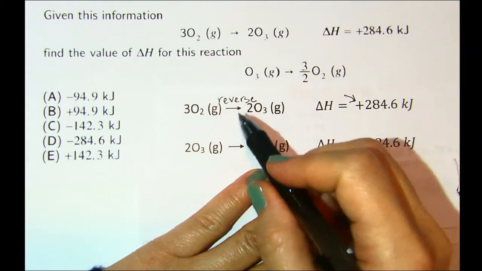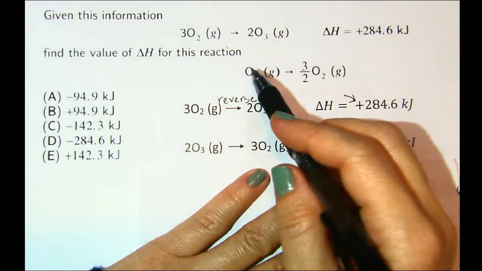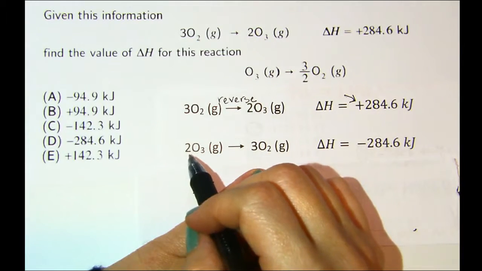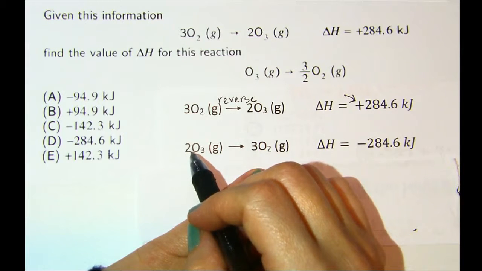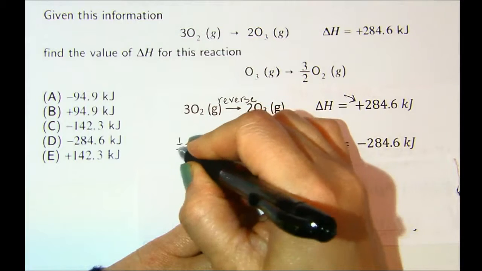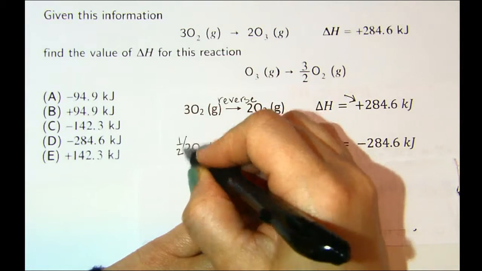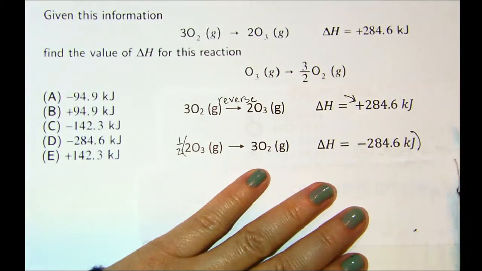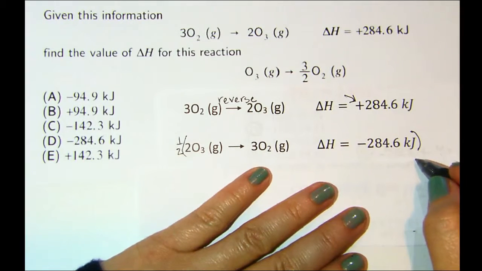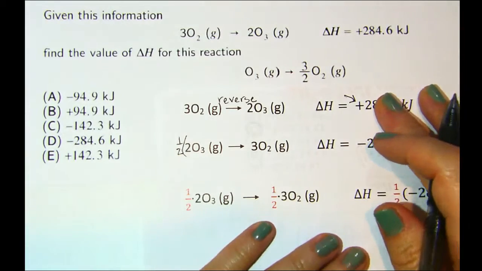Now, notice that the coefficient in front of O3 is a 1, whereas here we have a coefficient of 2. So we're going to need to multiply this by 1/2 in order to make it equal to 1. However, you don't just multiply this coefficient, you multiply the entire equation as well as the delta H by 1/2. And so when we do that, we get this.